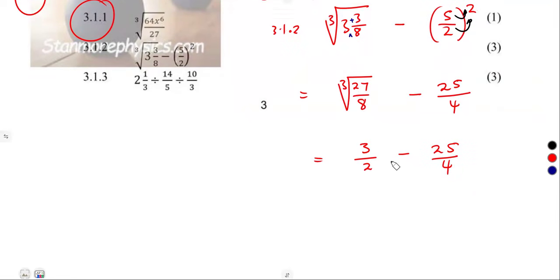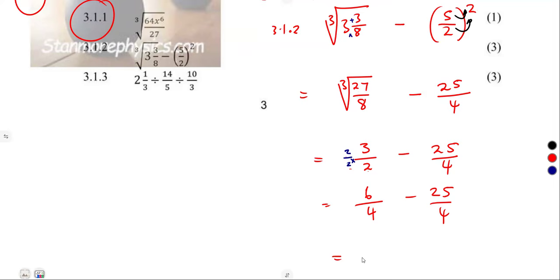That is 3 over 2 minus 25 over 4. How can we make these denominators be the same? I can easily multiply this side by 2 over 2 to get a 4. I haven't changed anything. What I simply need is to have the same denominator of 4. So that's 2 times 3, which is 6, over 2 times 2, that's a 4, minus 25 over 4.